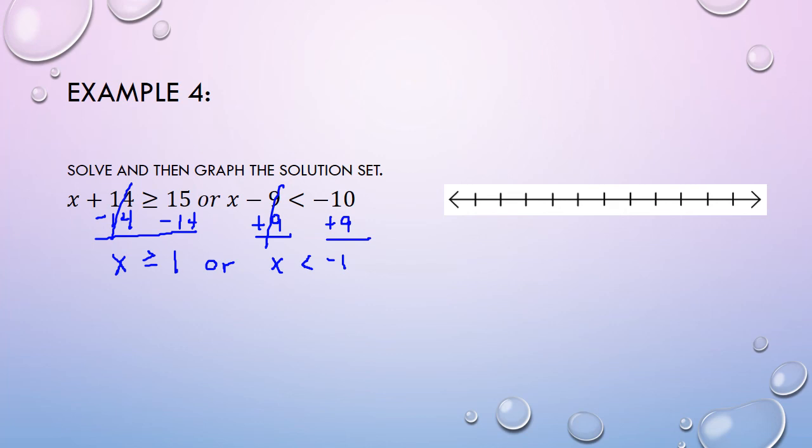So on our number line, I'm going to make sure I've got negative 1 through 1. And then let's go ahead and do our work here. So the 1 is going to be a closed circle, shading to the right. And then the negative 1 is going to be an open circle, shading to the left. So remember, with the OR, you need at least one of the shadings. So we see that we've got one shading over here and one shading over here.